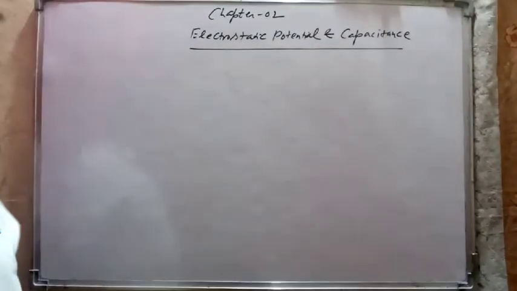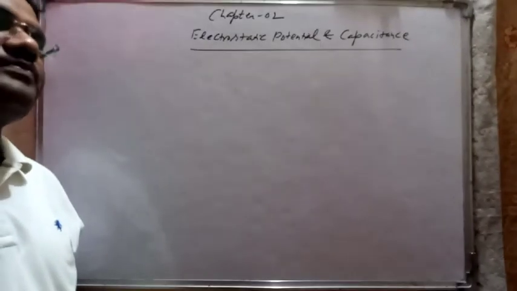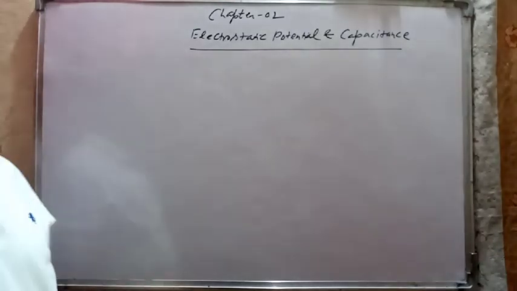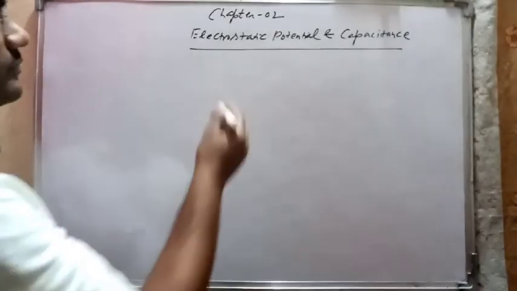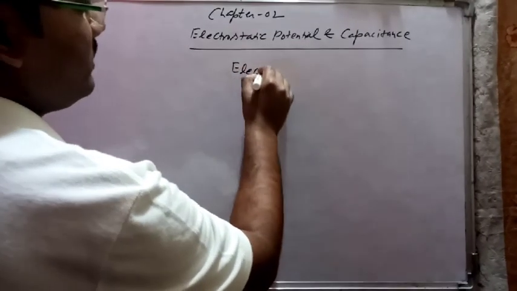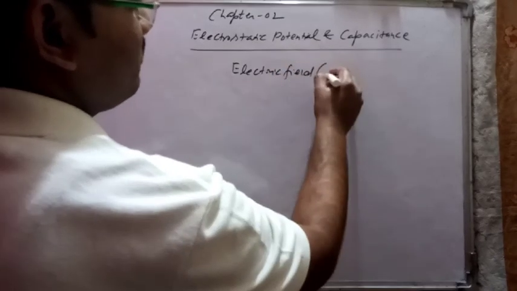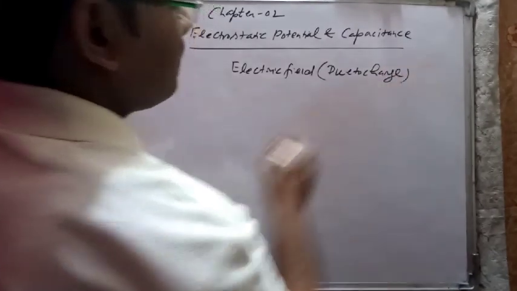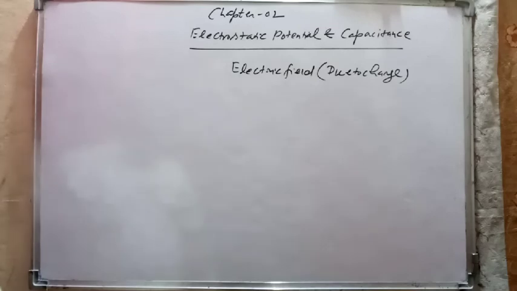First here we discuss about electric field. I summarize electric field. If there is an electric charge, then there is an electric field. That means electric field is due to charge. If there is a charge, then there is an electric field.